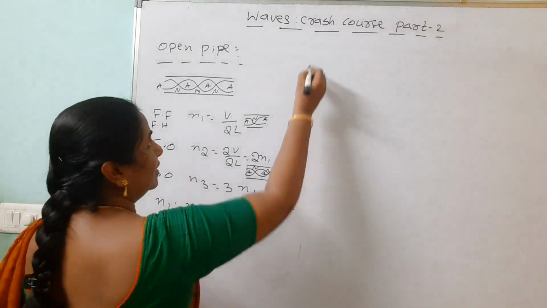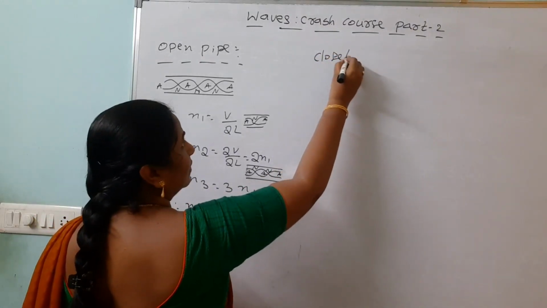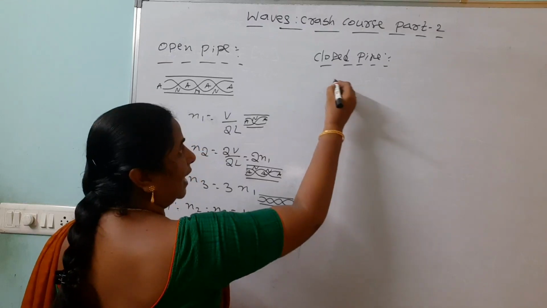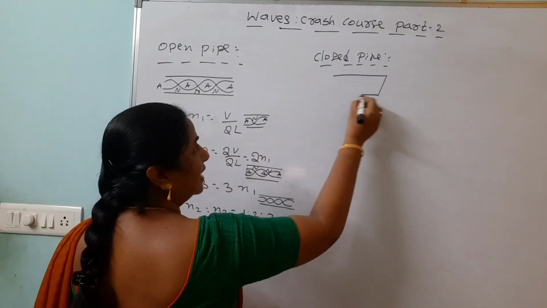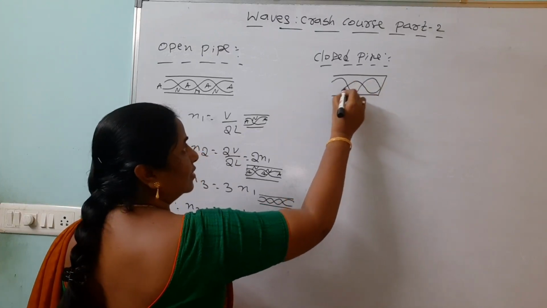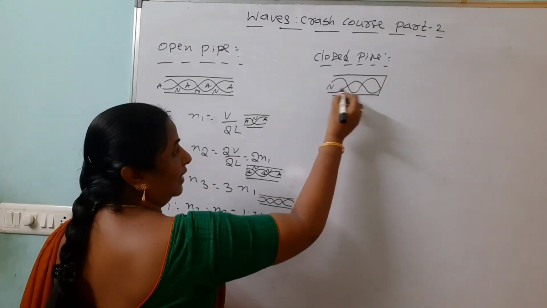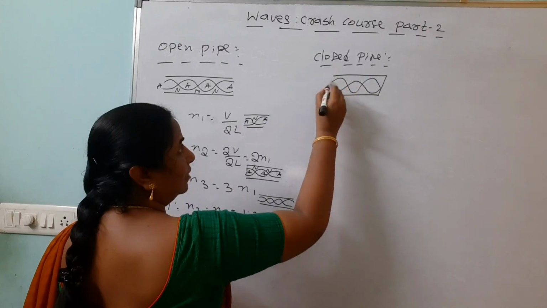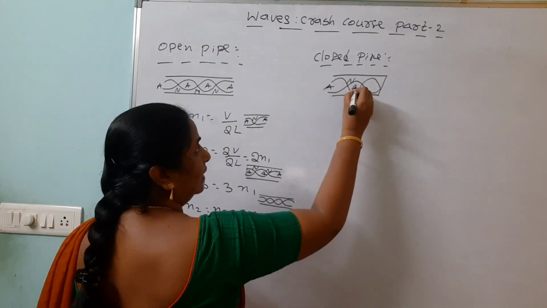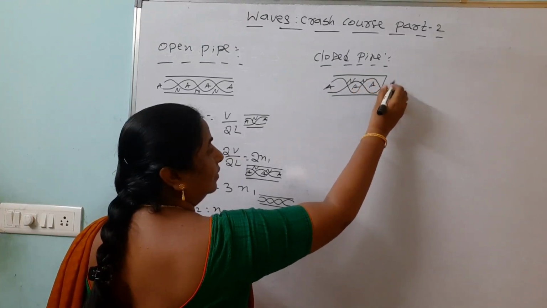Then we should go through the closed pipe. What is the definition of a closed pipe? The pipe which is closed at one end. As usual here air is trapped and the waves are superposed. At the closed end we are getting the node, and at the open end we are always getting the antinode. So antinode, node, antinode, node, like this.